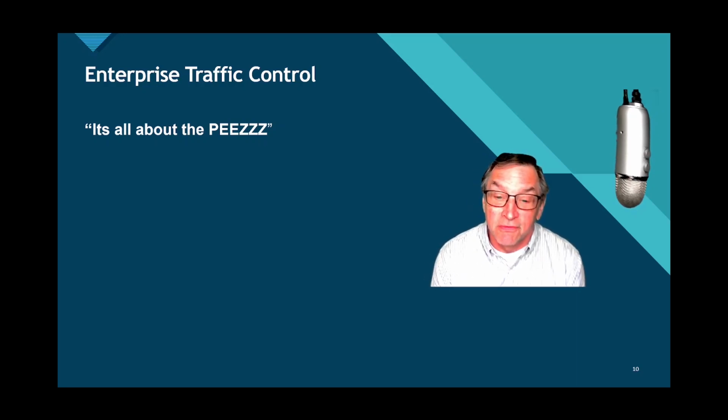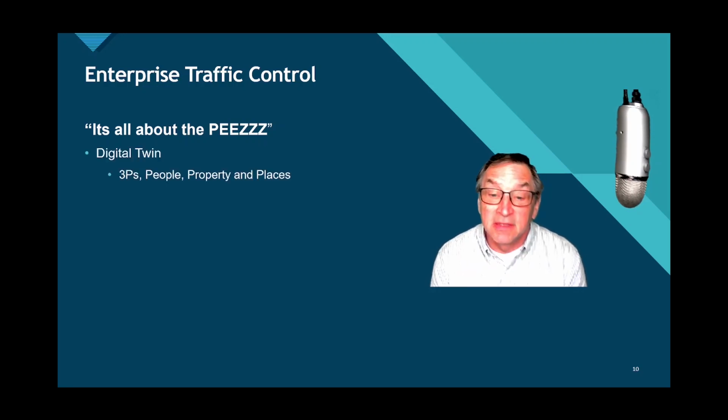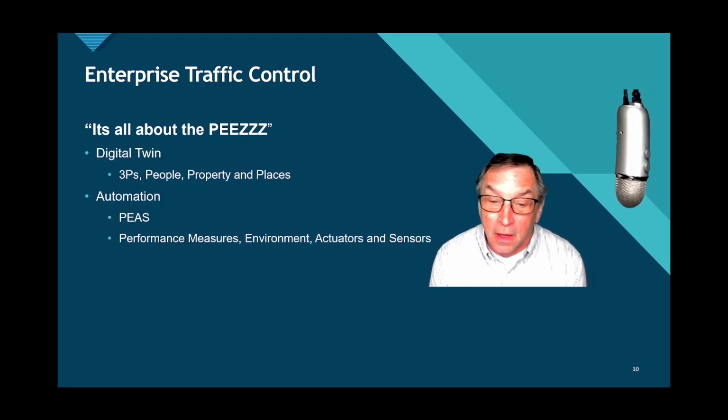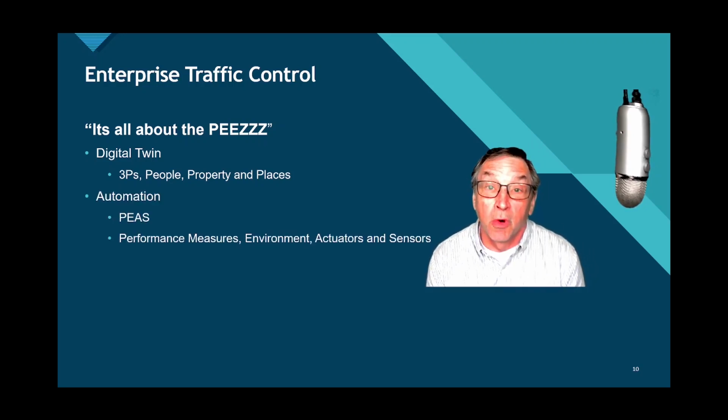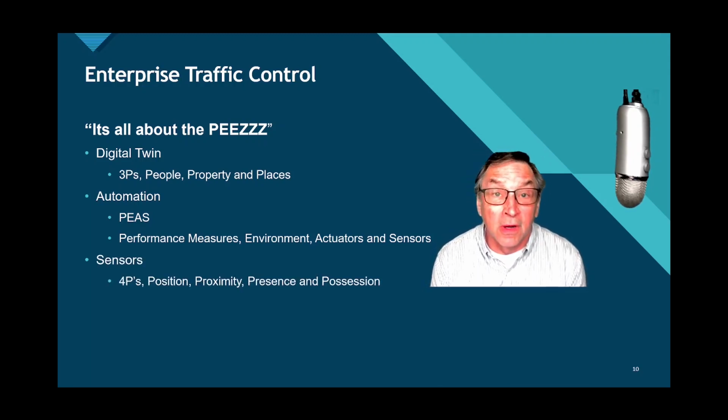Maybe this is our first WhyWhereMatters slogan, and it's all about the P's. So when we think about the digital twin, we want to see what we're virtualizing, so we use the 3 P's. And when we're on to automation, we want to learn more about the workflows that we're automating, so we use PEAS. And we're going to need sensors to do those automations, so we have the 4 P's that allows us to do that inventory of those percepts that we talked about.